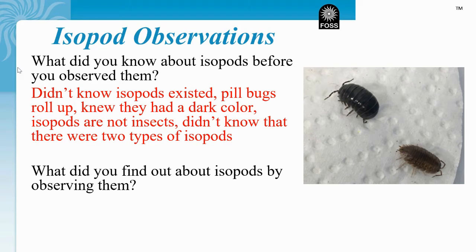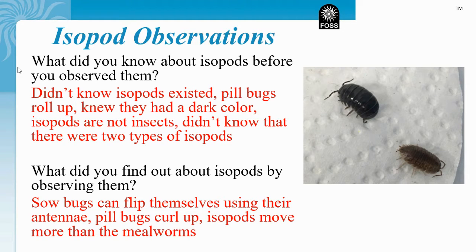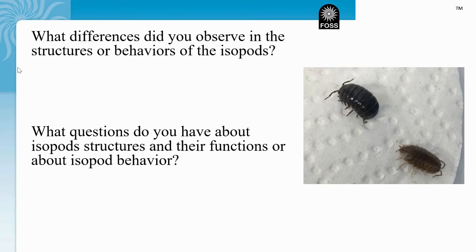What did you find out about isopods by observing them? Students found out that sow bugs can flip themselves using their antennae, pill bugs curl up, and isopods move more than our mealworms. Yeah, that's true. All right. Let's take a look at these other questions.